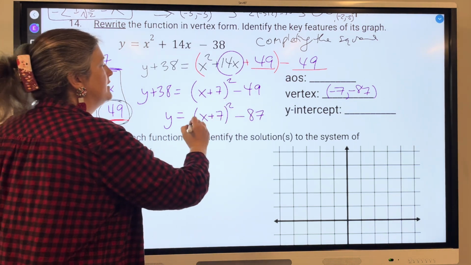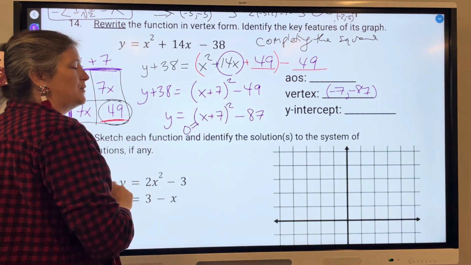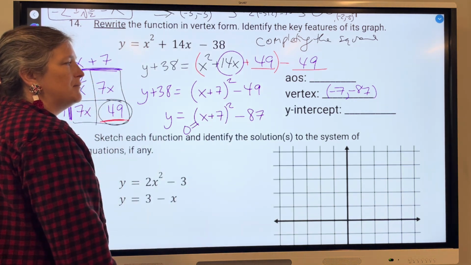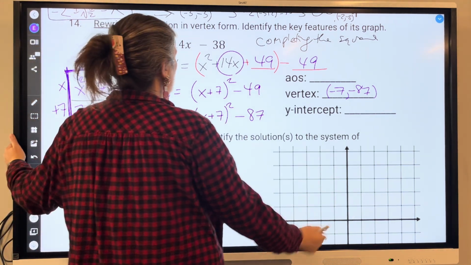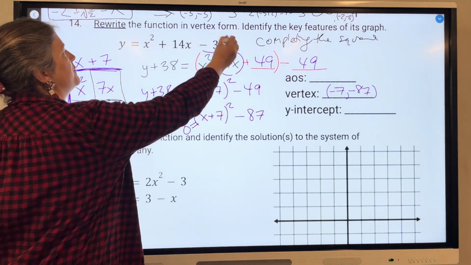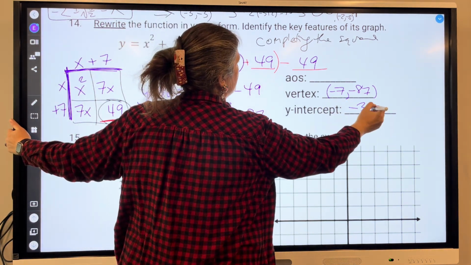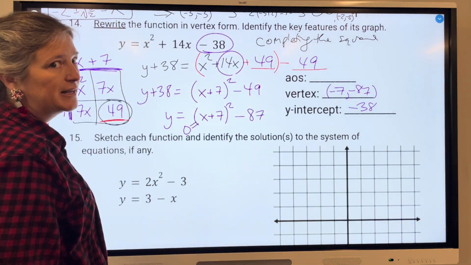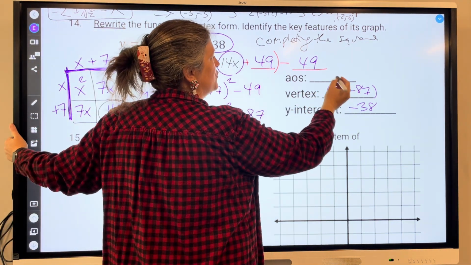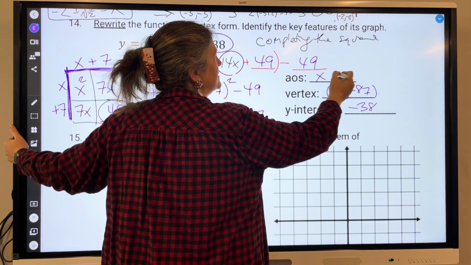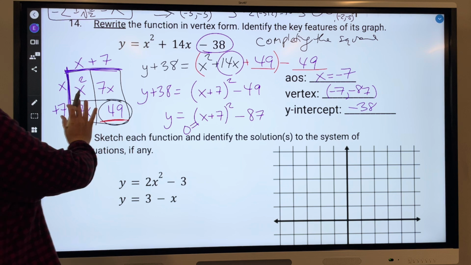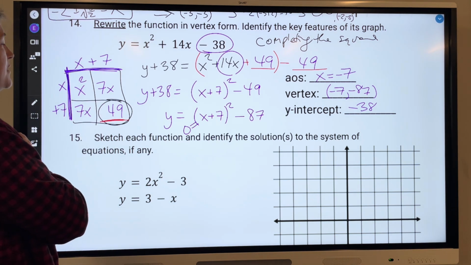The value -7 is when this equals 0. That is the x value that makes this equal 0, which will get me my minimum point. My y-intercept, now, the y-intercept is actually easier to find from here. It's -38. Because standard form, that's the one thing it's good for. The axis of symmetry then is whatever my horizontal shift is, x equals -7. So all of this was very doable when you draw the square and understand how that area model works.